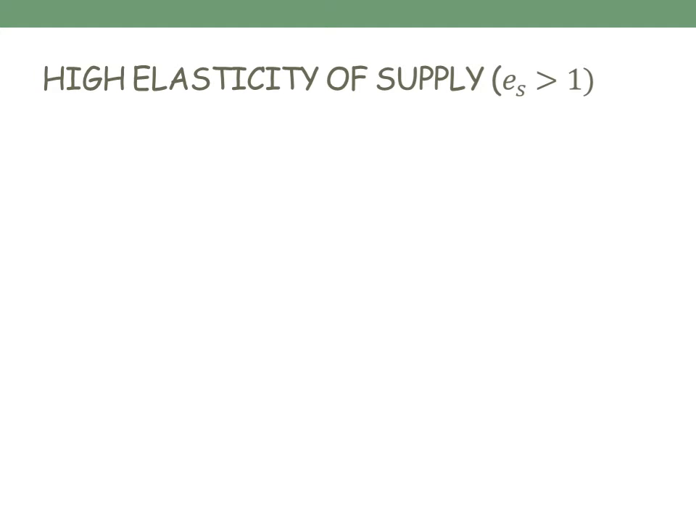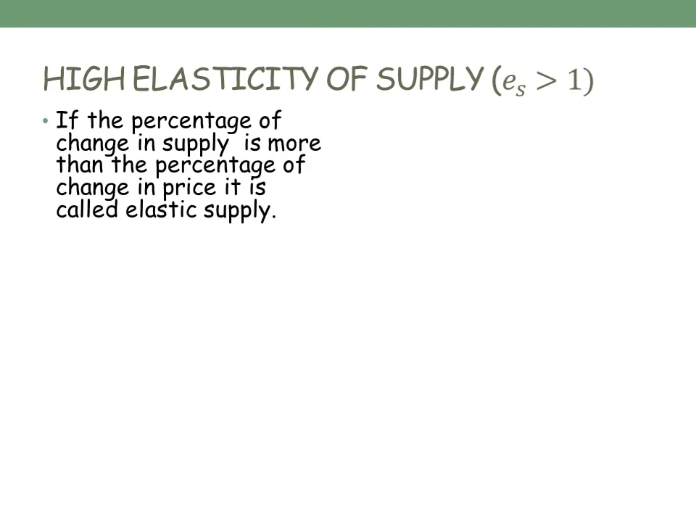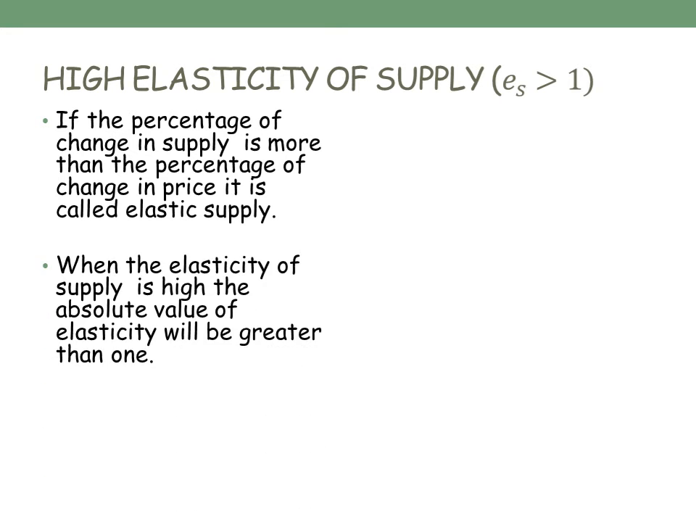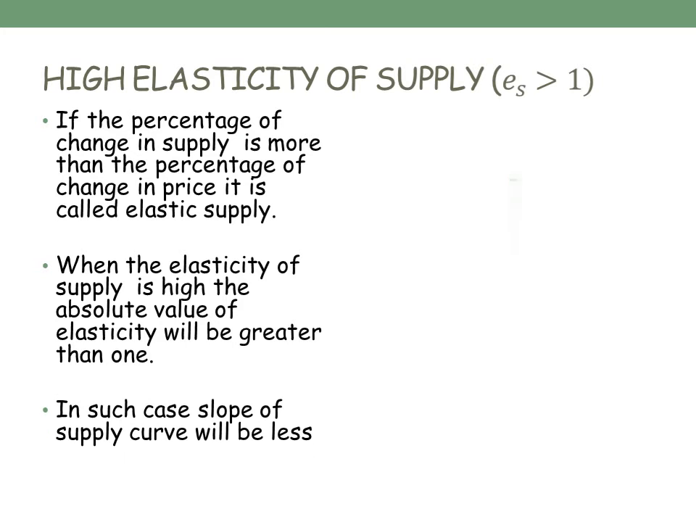Then high elasticity of supply. In this case, the percentage change in supply is more than the percentage change in price. It's called a high elastic supply. When the elasticity of supply is high, the absolute value of elasticity will be greater than 1.